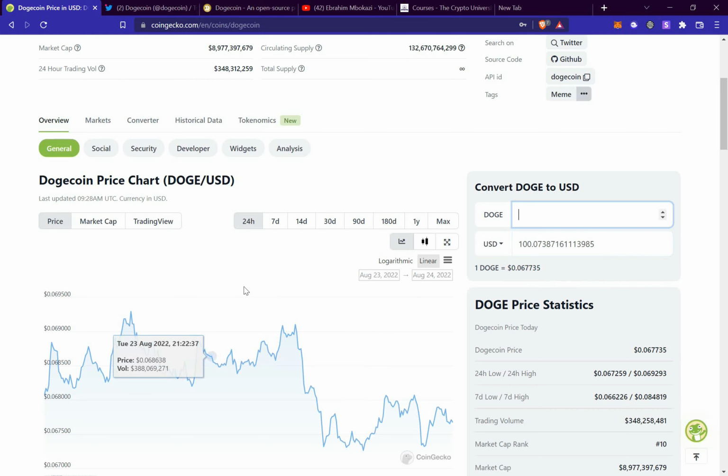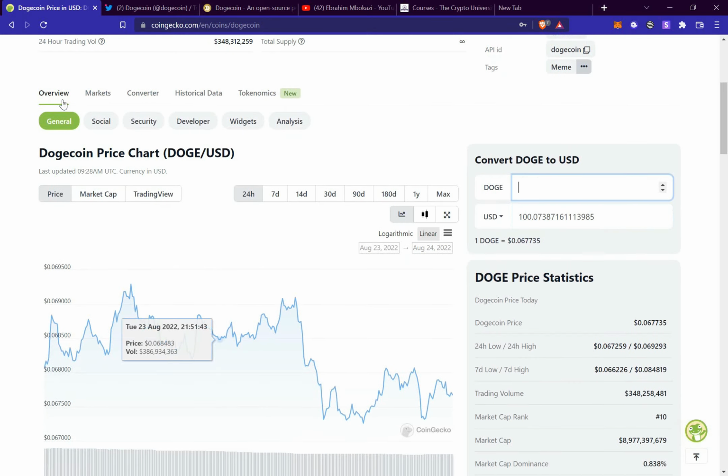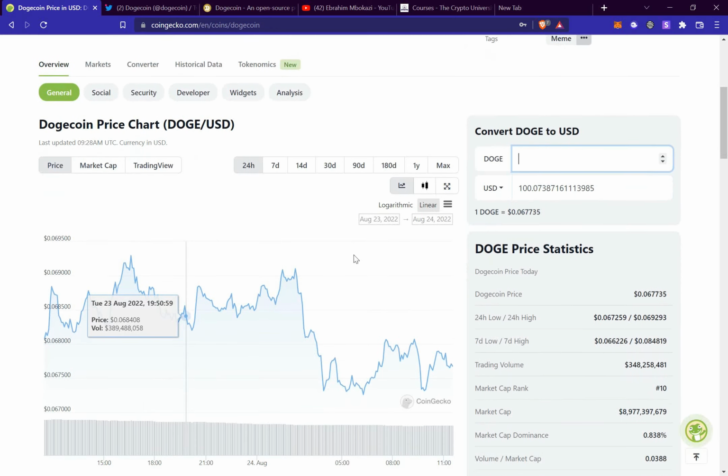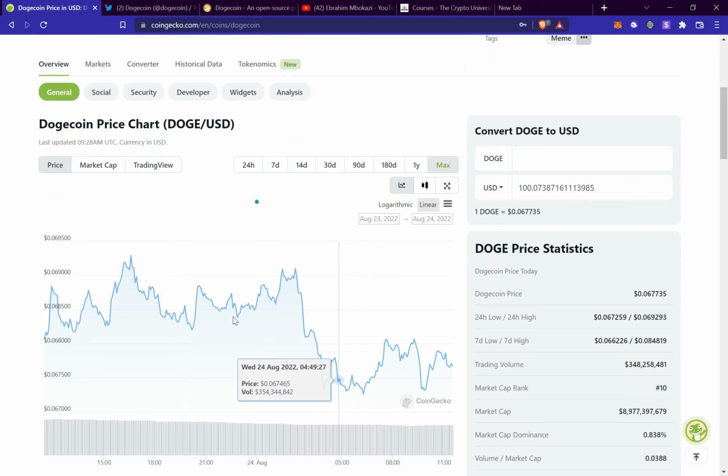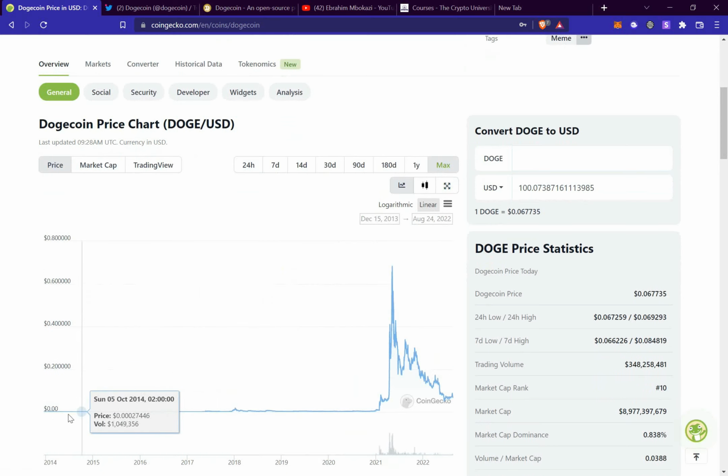And over here on your left hand side, we can see the overview. The overview shows you the whole line chart of Dogecoin. We can check on max. It will take you from when Dogecoin was listed until the current price over here. We could see that Dogecoin has gone up dramatically and also has come down, crashing dramatically.